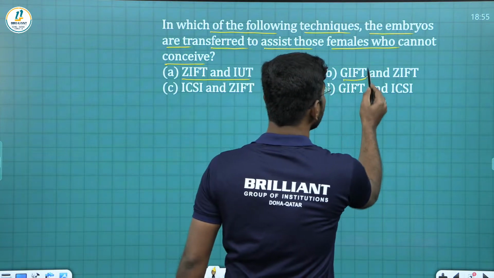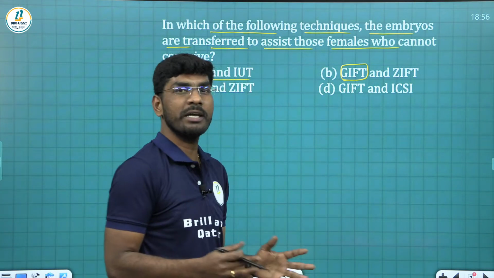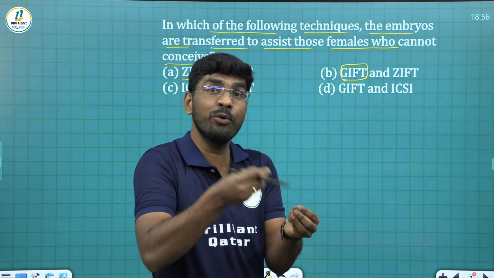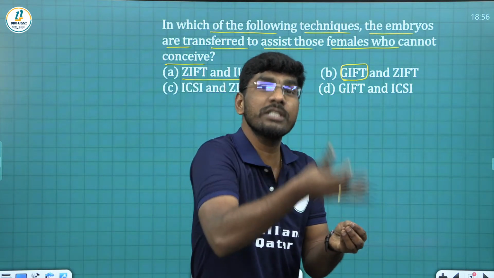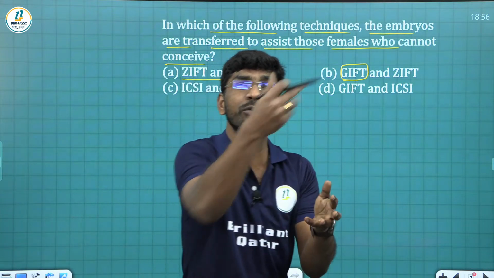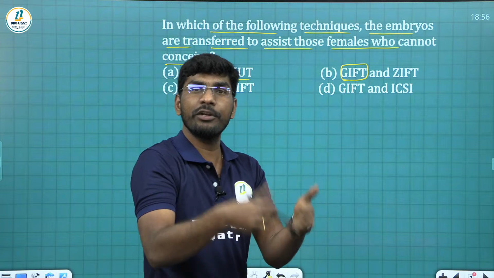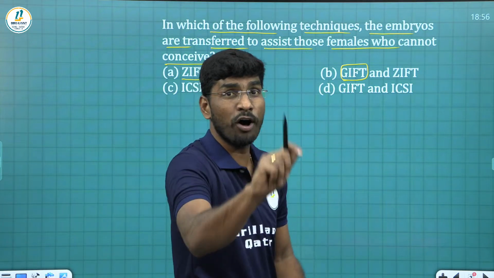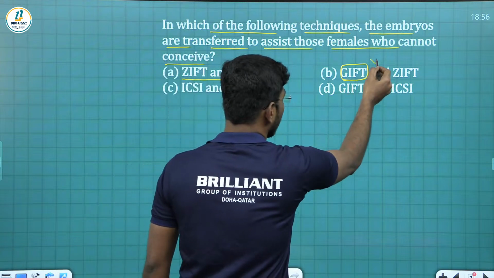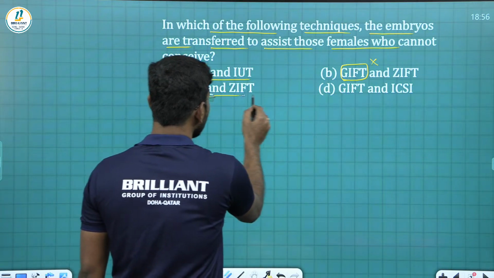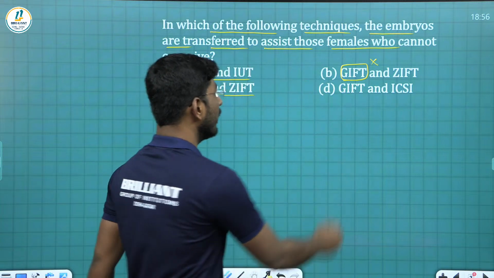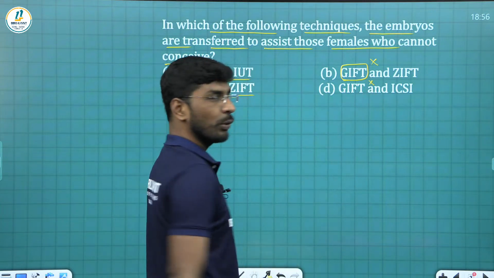The GIFT. Do you remember that day I told you, GIFT means the female, the female like a gift. That means the problem is in the female who cannot produce egg. So gamete intrafallopian transfer means the gamete is given to the fallopian tube of the woman. But it is normal fertilization, in vivo fertilization, not in vitro. So leave this one. Next, ICSI and ZIFT. In ICSI, what happens? Sperm is directly injected into the egg. Next, GIFT is also given here. No, leave it. So what is the correct answer?